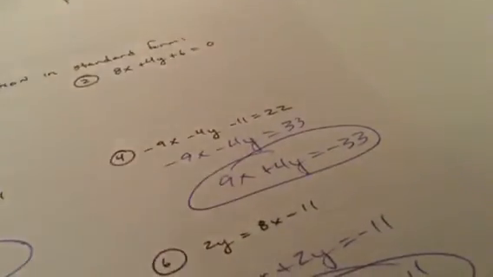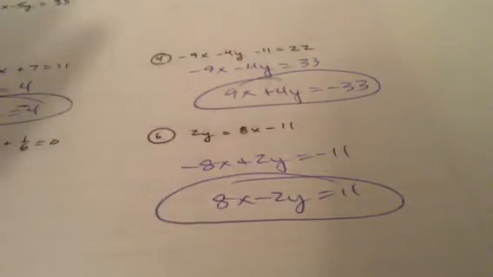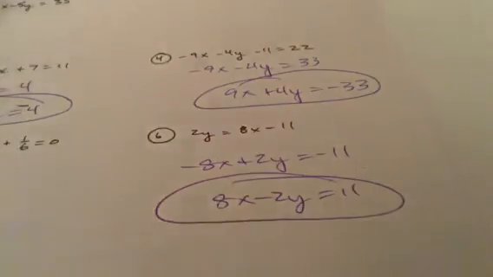Next one right here, same thing. x has got to be positive, so give everything the opposite sign. Number 6, x has got to be positive. Move it over, then make sure that it is 8x minus 2y equals a positive 11. All right.